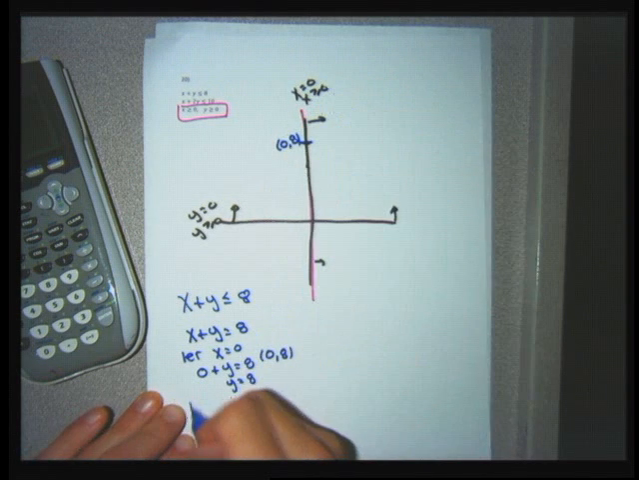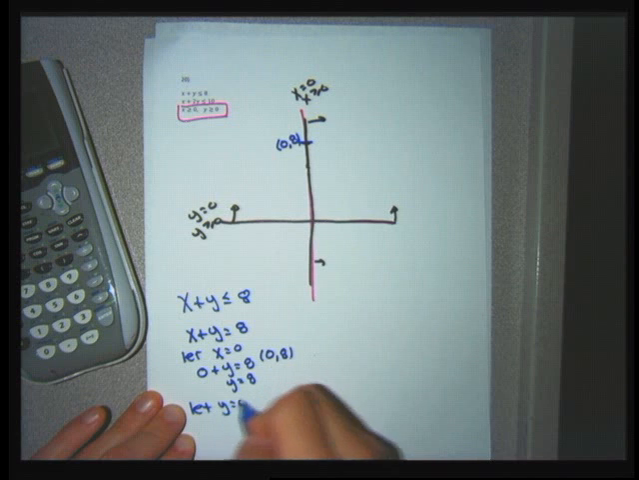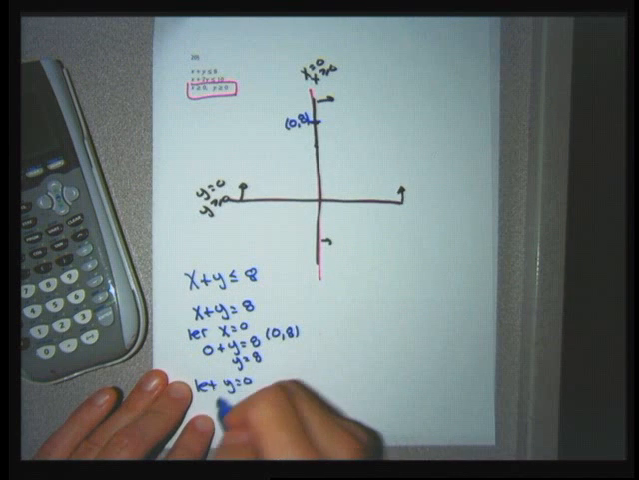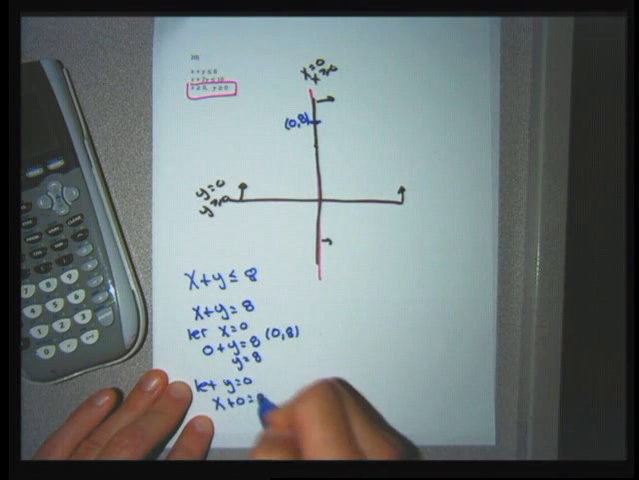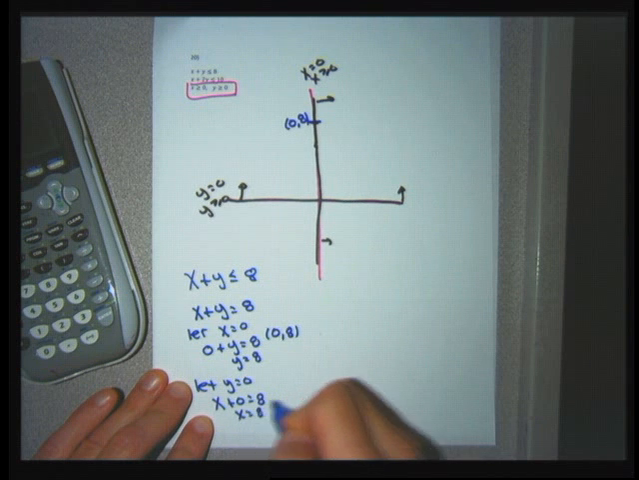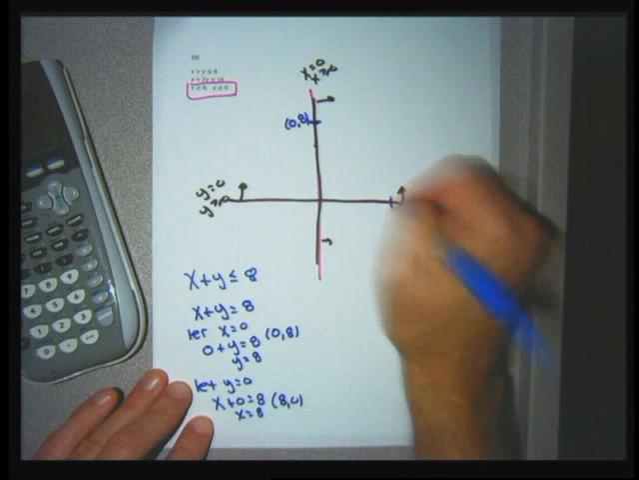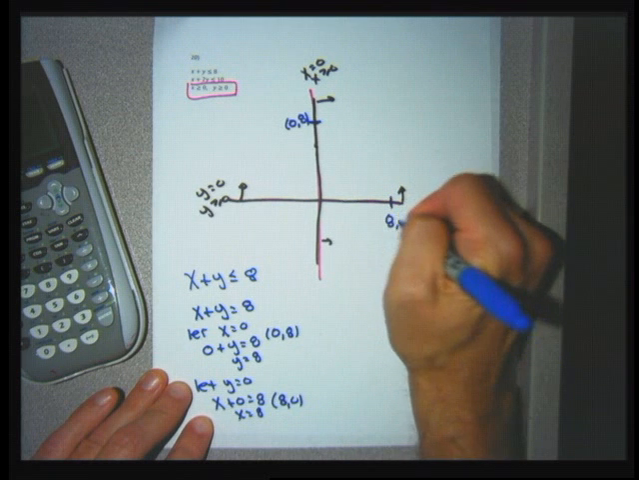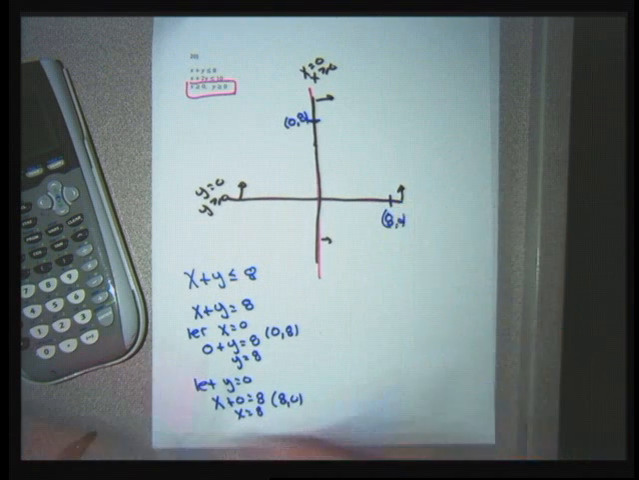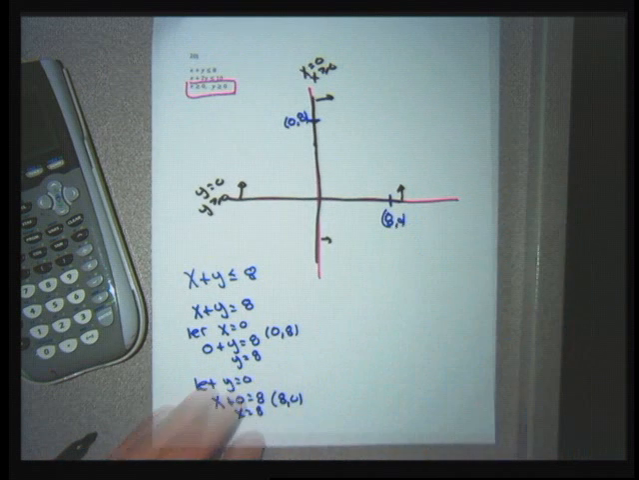And then for that same line, if I let y equal 0, I get x plus 0 equal to 8. That gives me x equal to 8. That gives me (8, 0) on the x-axis. And again, I'll just guesstimate that as the point (8, 0). I might need to extend my x-axis a little bit. Who knows? And for shading, I'm going to check (0, 0).